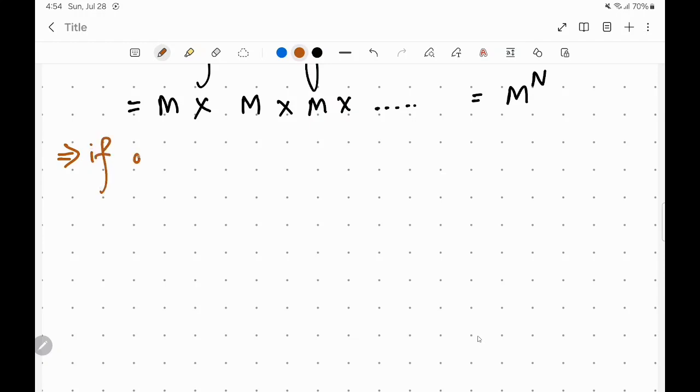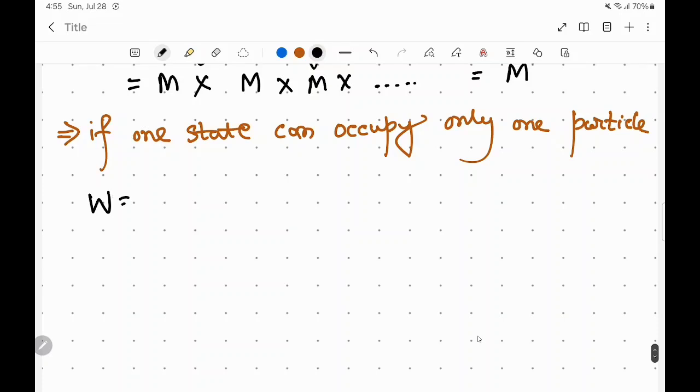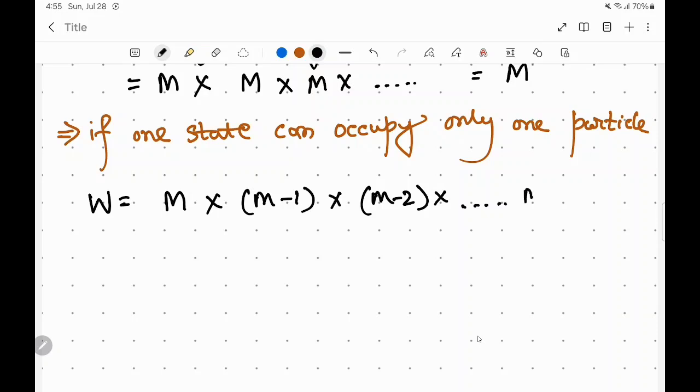If one state can occupy only one particle, now what will be the W? For the first particle, the number of probable seats is m, but for the second one, it is m minus 1. For the third one it is m minus 2, and it goes up to, there are n number of particles, m minus n, m minus n minus 1.